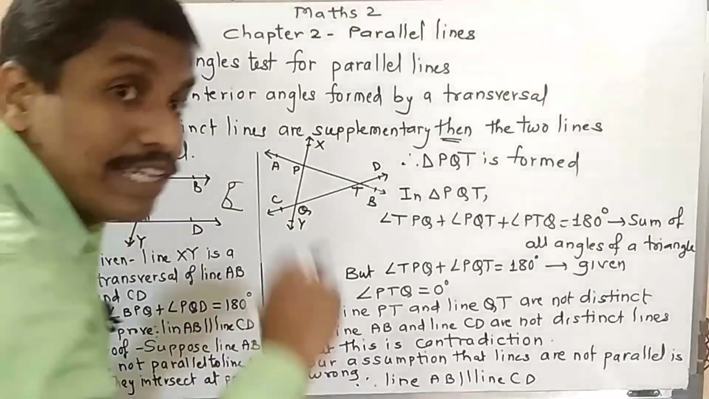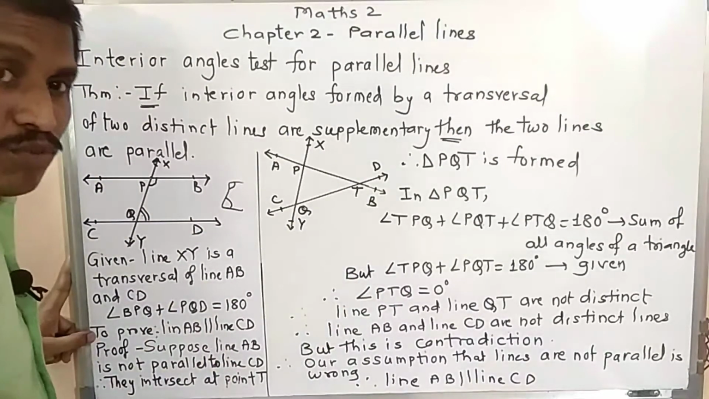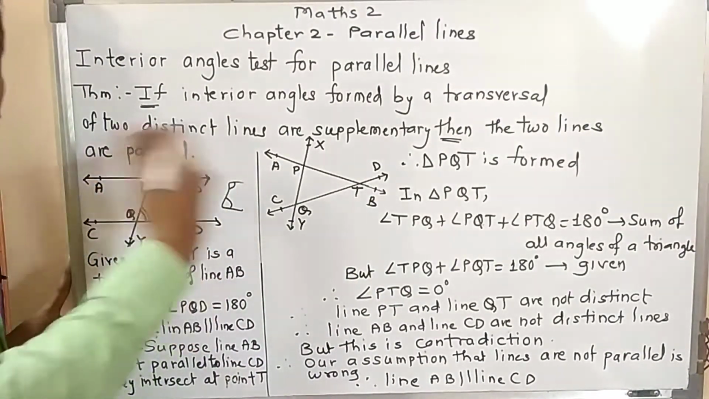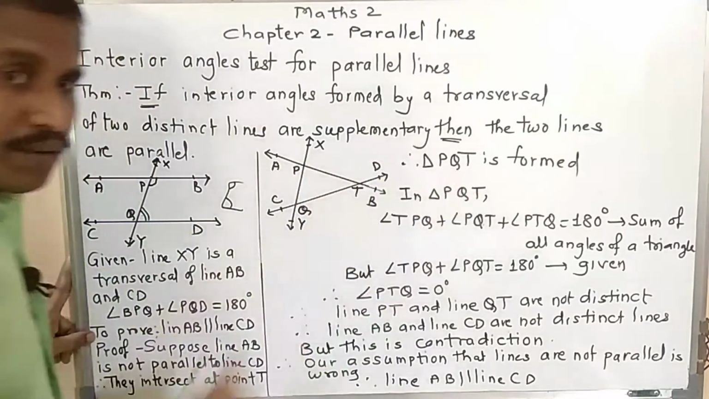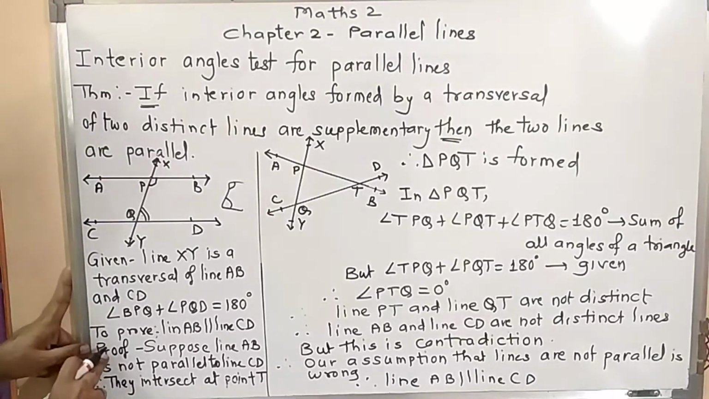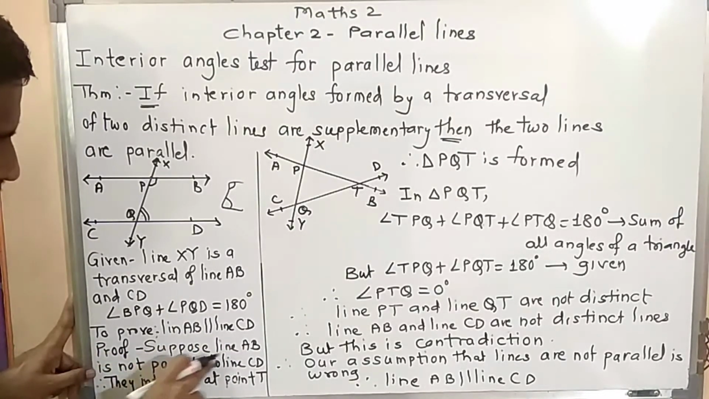We'll use indirect proof over here. What do you mean by indirect proof? In indirect proof, we assume that whatever we have to prove is wrong. So here, what I will assume is, suppose line AB is not parallel to line CD.